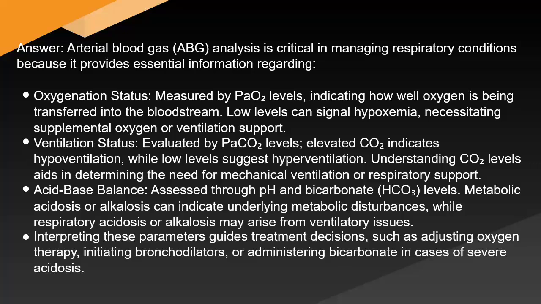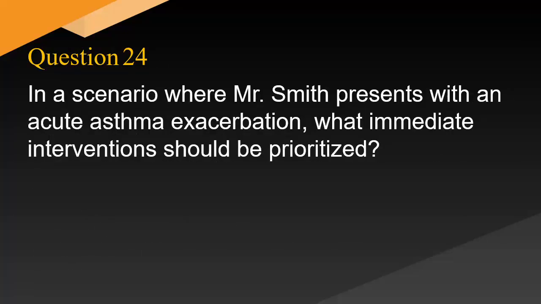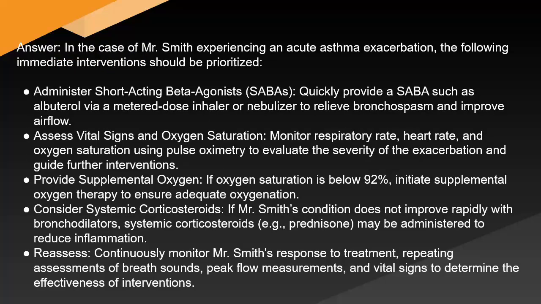In a scenario where Mr. Smith presents with an acute asthma exacerbation, what immediate interventions should be prioritized? Answer: in the case of Mr. Smith experiencing an acute asthma exacerbation, the following immediate interventions should be prioritized. Administer short-acting beta agonists (SABAs). Quickly provide a SABA such as albuterol via a metered-dose inhaler or nebulizer to relieve bronchospasm and improve airflow.